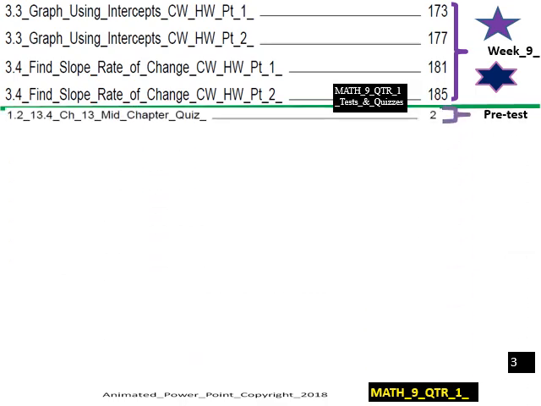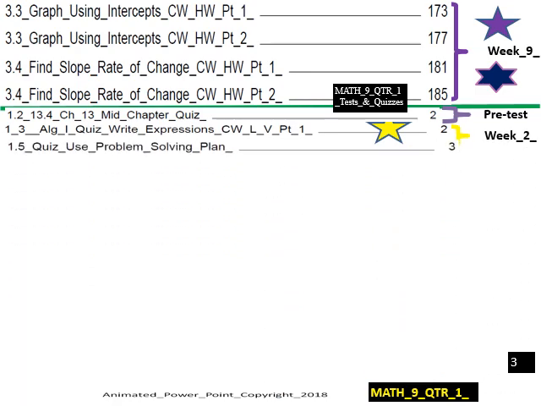And then here's a review of our quizzing and testing here. We have a pretest here of the mid-chapter quiz from the previous course. Your student will not be allowed unless they pass this quiz. And then we go into week 2. We have a quiz here, writing expressions, then using problem-solving plan. That's a little bit qualitative there.